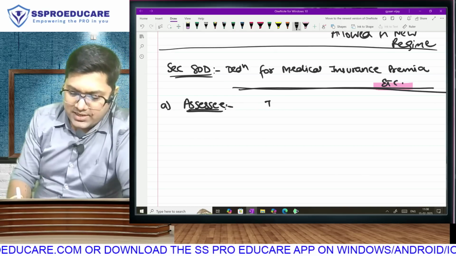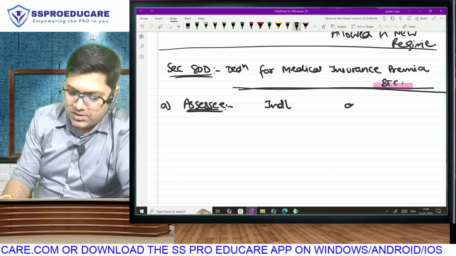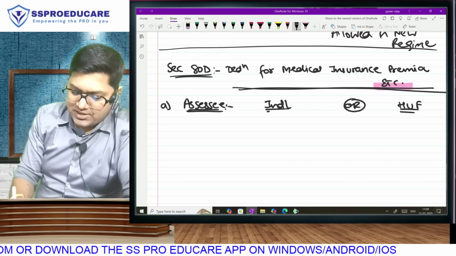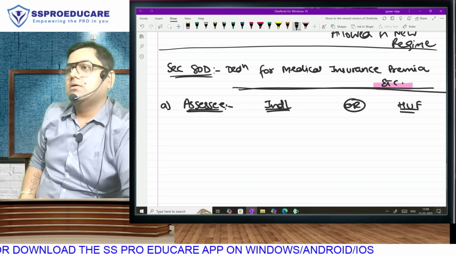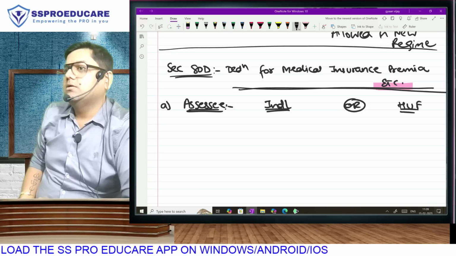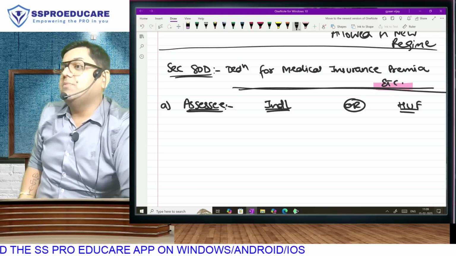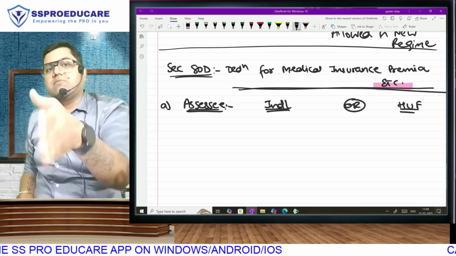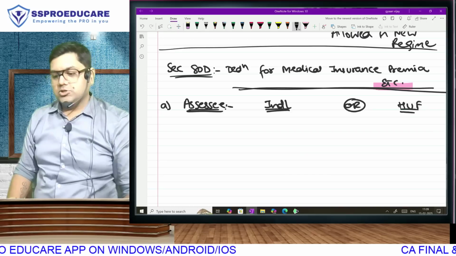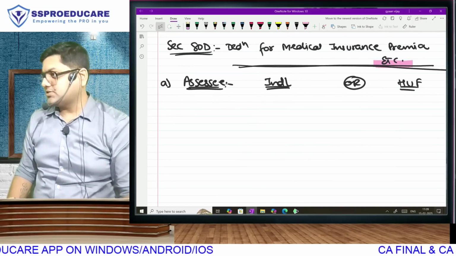This deduction, like 80C, will be available to an individual. From here onwards, the chapter will start getting complicated. This deduction is available to an individual. And sir, why are company, firm, AOP, LLP not covered? Because they will take medical insurance of employees. That is PGBP. So individual and HUF, because for them it is personal insurance.